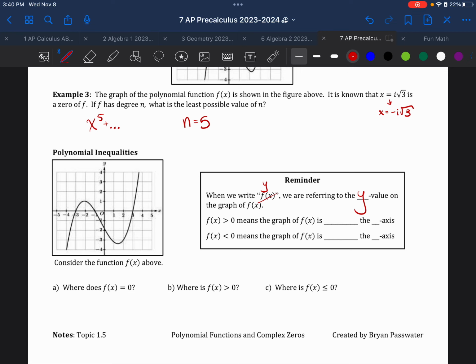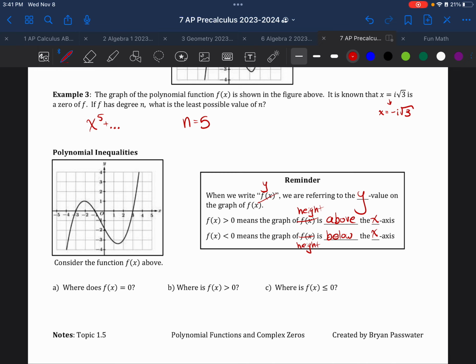That means whenever I say f of x is greater than 0, what I'm really saying is that the graph of f of x is above the x-axis. And when f of x is less than 0, that means the graph of f of x is below the x-axis. Another way of saying f of x is height. So I can cross this off here and say height. The height is above, or I can say that the height is below.